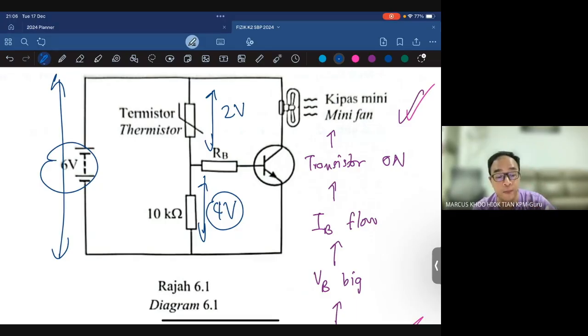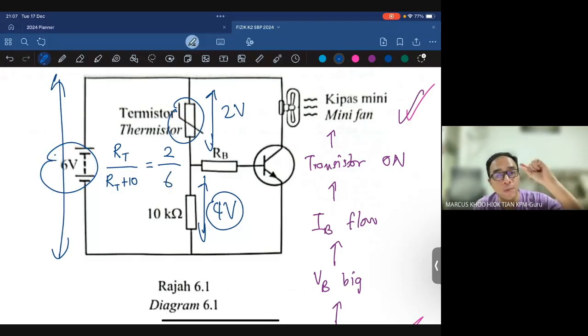resistance of the thermistor. Okay, so if the resistance of the thermistor is the one that you want, put the resistance of the thermistor on top, over the total resistance. Total resistance is RT plus 10. Okay, don't worry about the kilo ohms. It can be in ohms or kilo ohms, doesn't matter. Leave it as kilo ohms also can. Equals to how much is the thermistor voltage? 2, over how much is the total voltage? 6. Okay, yang kamu mau per the total. Yang kamu mau punya voltan per the total.